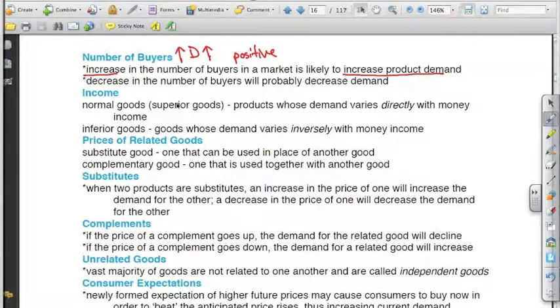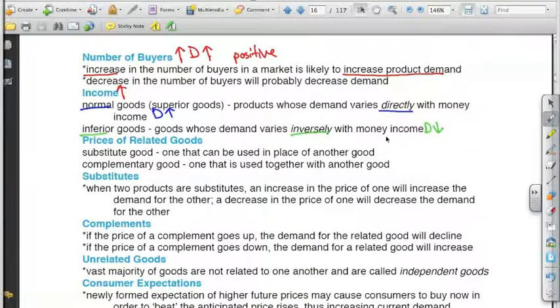For income, we have a difference between the two goods. So normal goods are products whose demand varies directly with money income. So normal will just be blue. Varies directly, and that means if income increases, demand will increase, right? Whereas inferior goods vary inversely. So if income increases, demand will decrease.